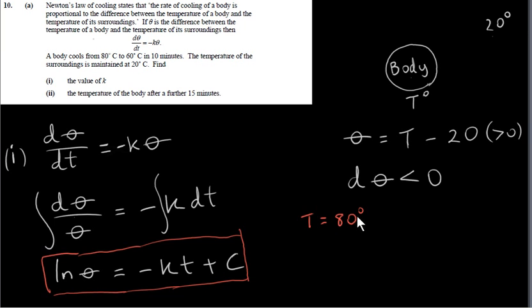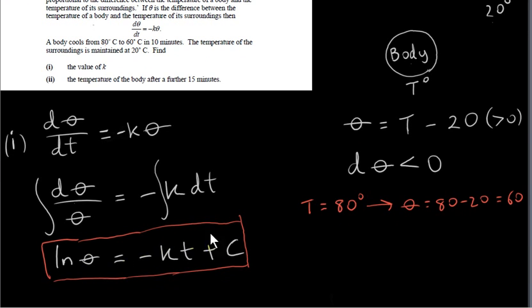So what is theta when T is 80? T stands for the temperature of the body. Theta is the difference between the temperature of the body and the temperature of the surroundings. So theta is going to be 80 minus 20, which is 60.